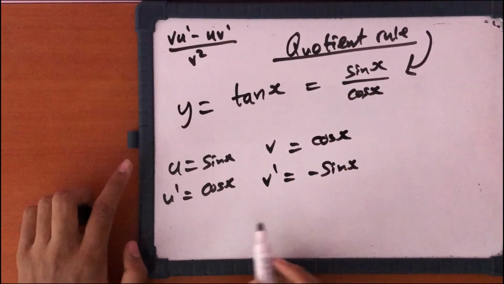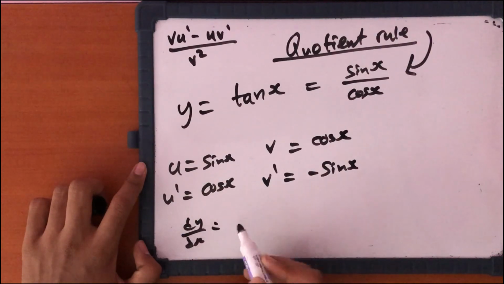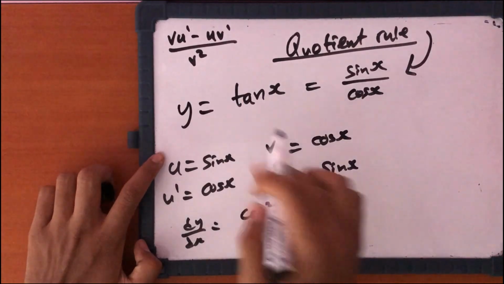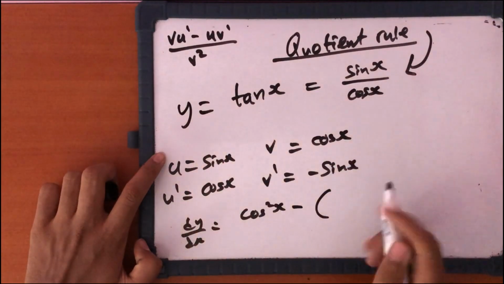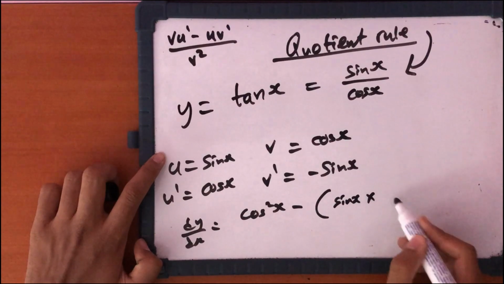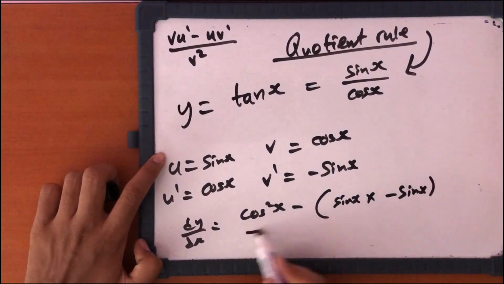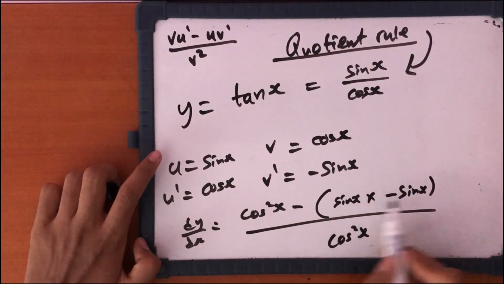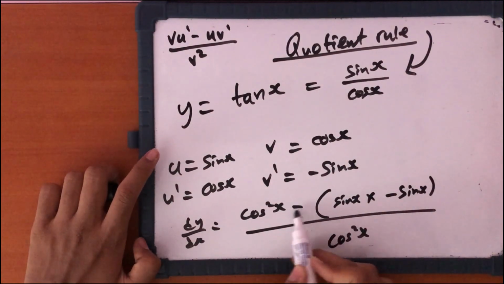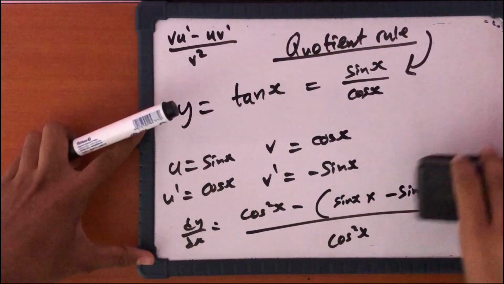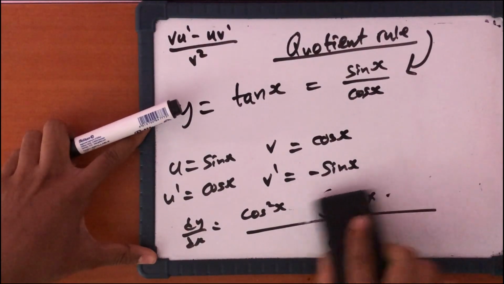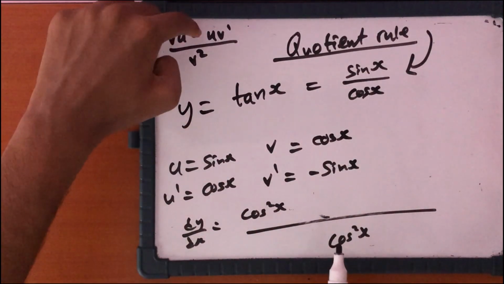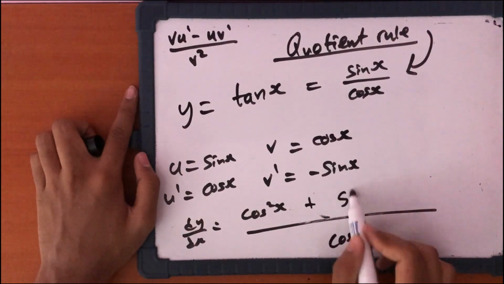This is from basic definitions, remember. So dy dx will be vu prime, cos x times cos x, which is just cos squared x, minus this times this. So this is sine x times negative sine x, all over v squared, which is cos squared x. So sine x times negative sine x is negative sine squared, but then the negative in the formula makes that positive, so it becomes cos squared x plus sine squared x.